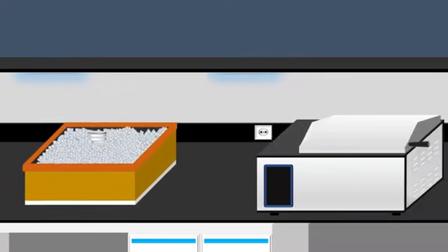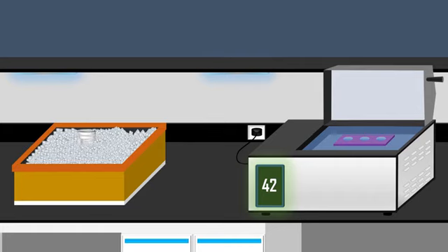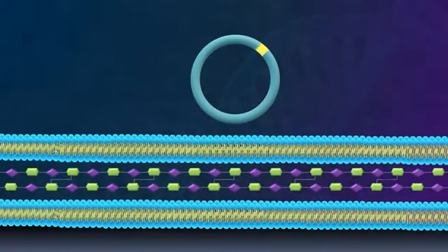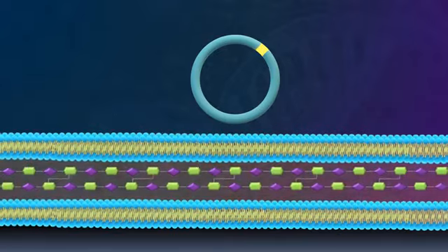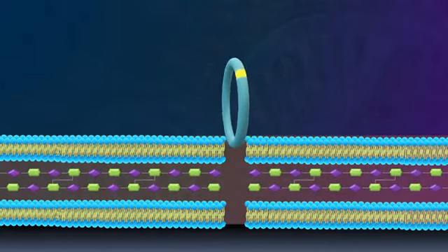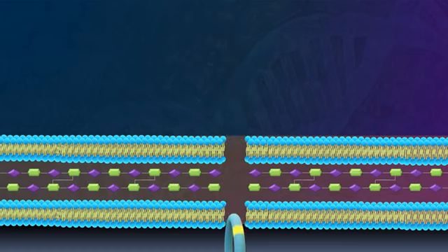To perform the heat shock, the tube is removed from the ice and immediately incubated at 42 degrees Celsius for 90 seconds. The sudden temperature shift induces thermal stress on the bacterial cells, leading to the destabilization of the cell membrane and the creation of temporary pores or gaps. Now, the plasmid DNA is able to traverse the weakened membrane and enter the bacterial cell.